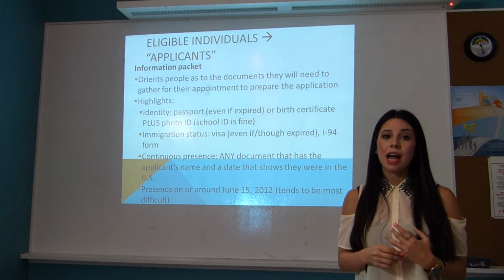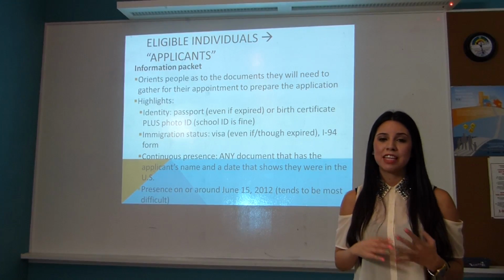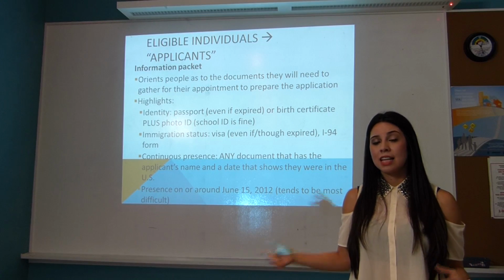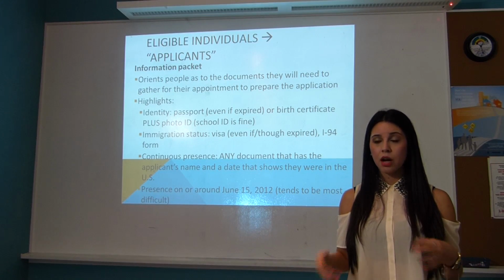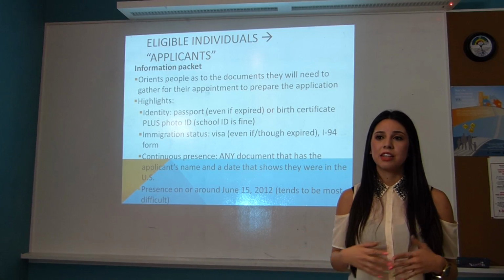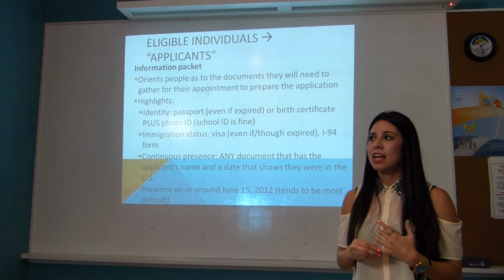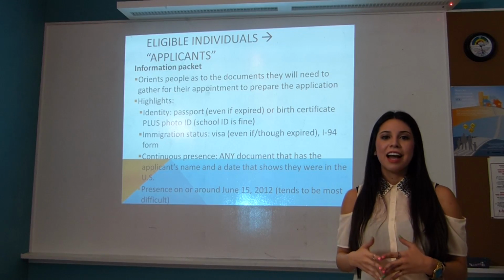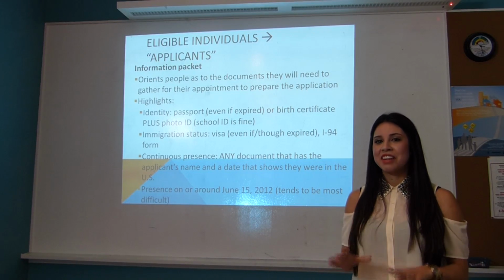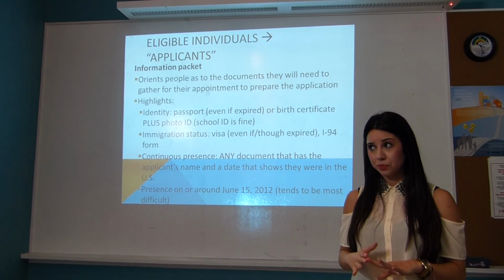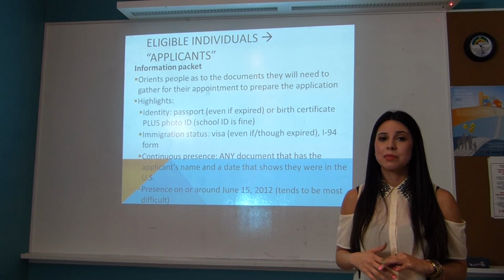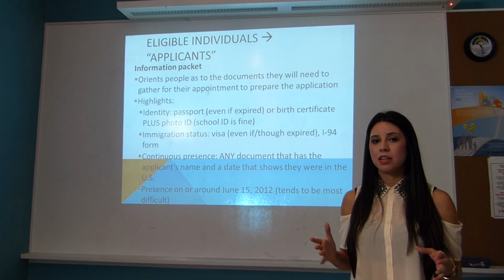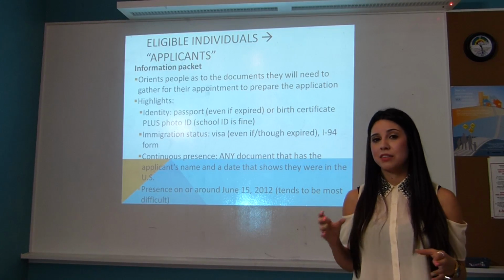A lot of applicants will want to use affidavits, which is just a letter from someone that they know stating that the applicant was here on June 15, 2012, and the letter can be notarized. They'll ask, I have a letter, does the letter work? And no. They can use a letter as a very, very, very last resort, but we like to encourage them to do their homework and to find some type of document that has the date of June 2012.